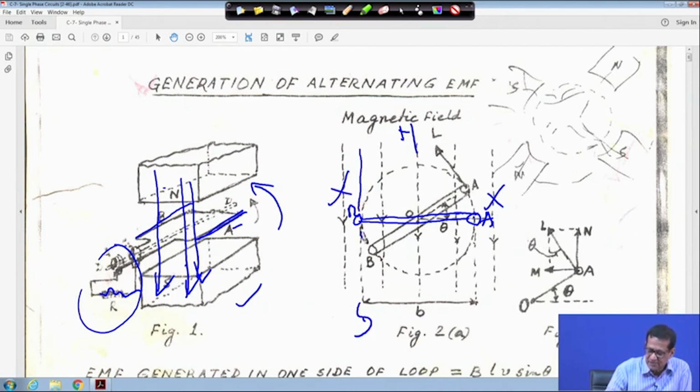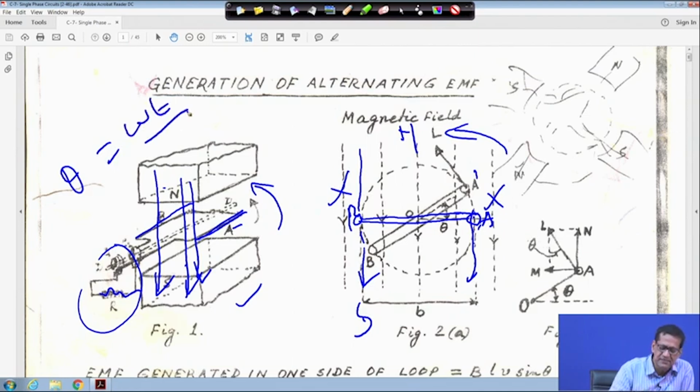So, flux is coming like this. When it is in the horizontal position, this side and that side will not link the flux. So, that means the EMF induced at this position will be 0, as shown in the diagram. Now, it is revolving in the anti-clockwise direction, this way, and suppose it makes an angle theta. Its angular speed is omega, then theta is equal to omega t. This is from your physics, you know, right.